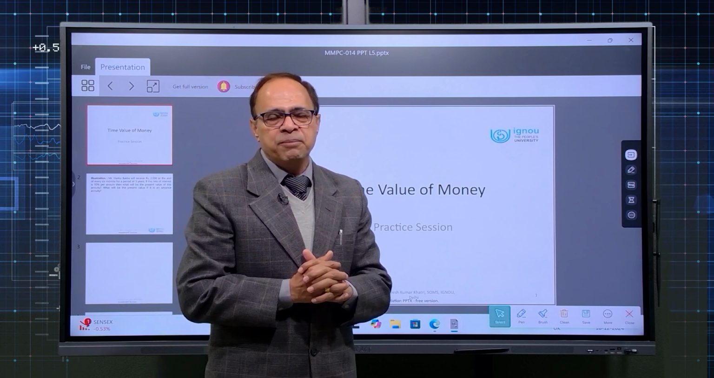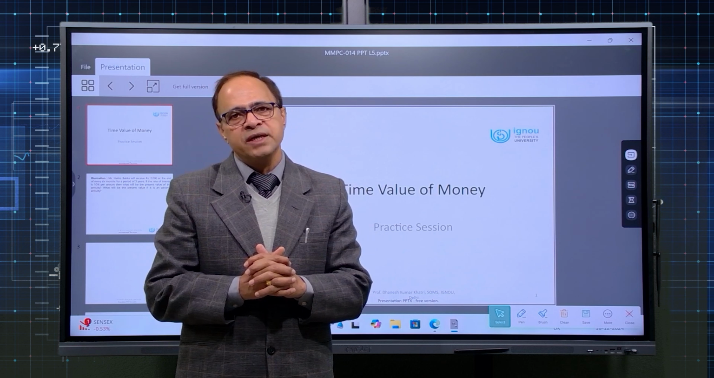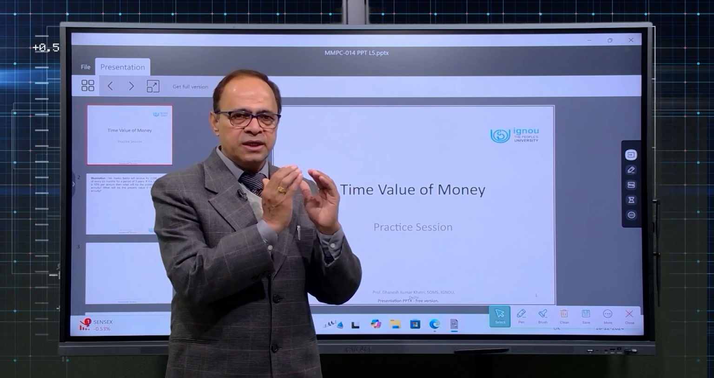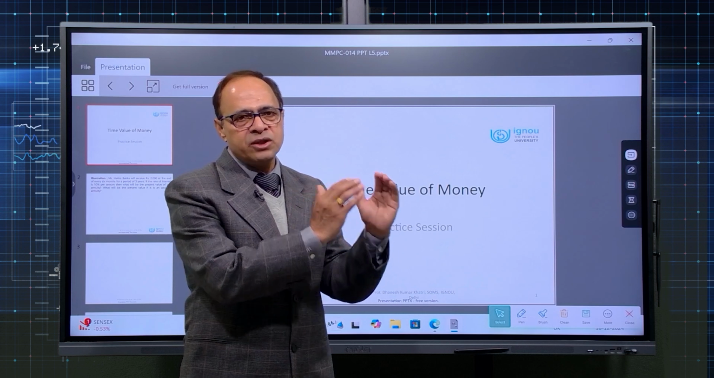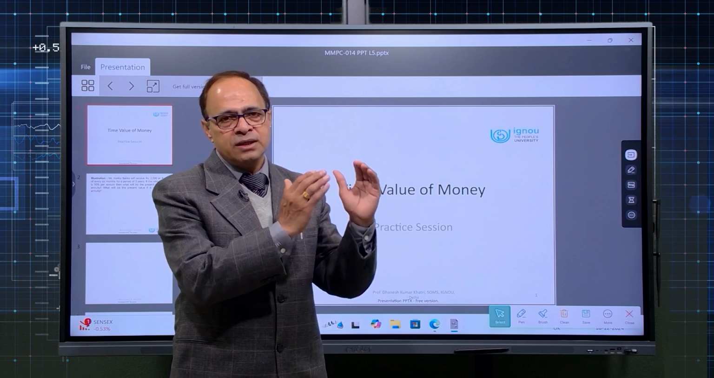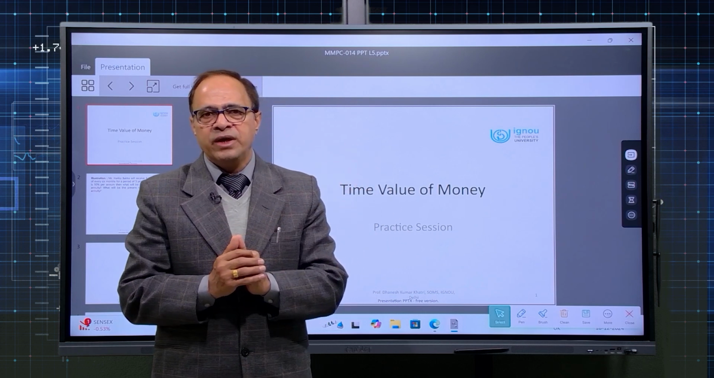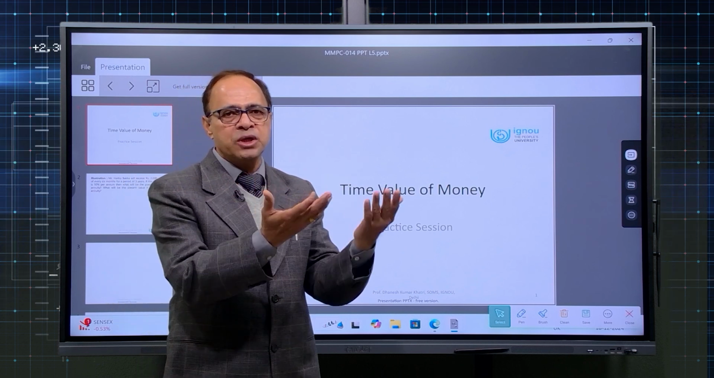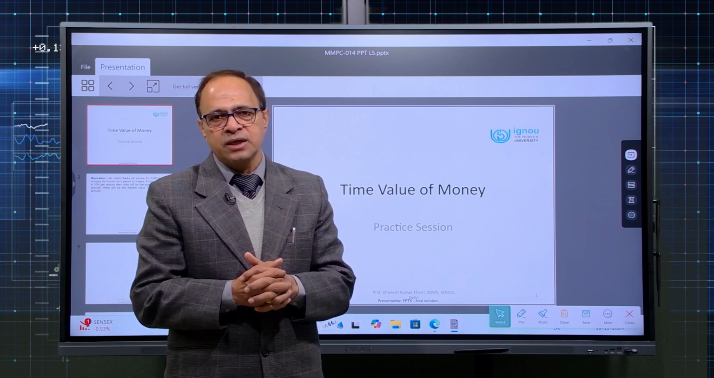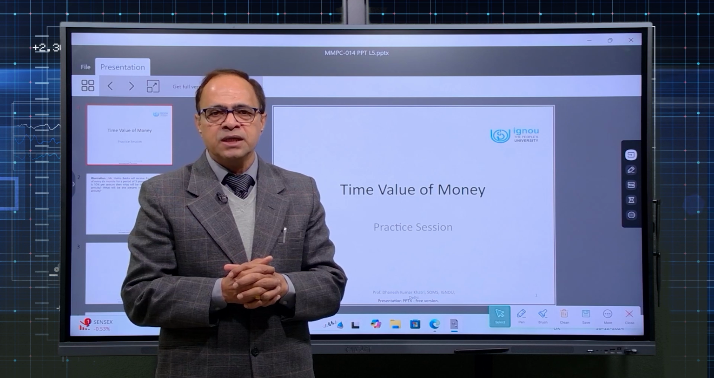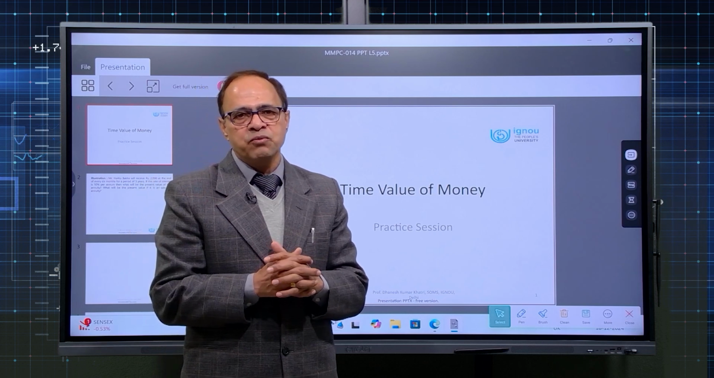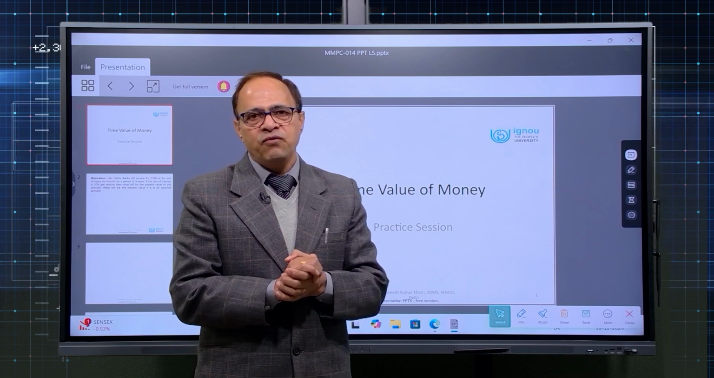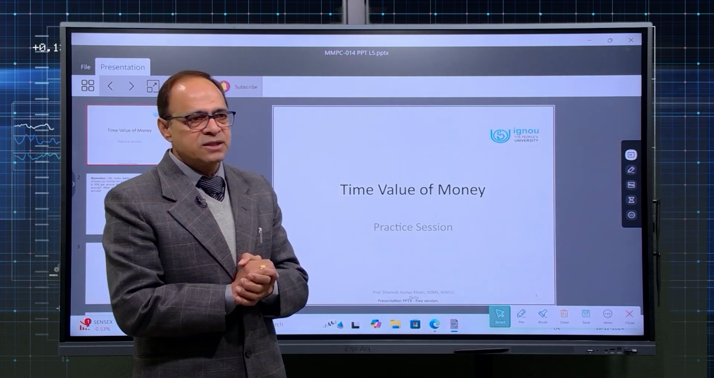Similarly, a person might be interested in retirement planning, so that he can deposit a certain amount year on year or month on month to have a sufficient corpus when he retires from his job, and that corpus can be used to give him something like a regular income. So, all those applications I am going to explain to you with the help of detailed explanation. So, let us begin with the first example of this practice session.